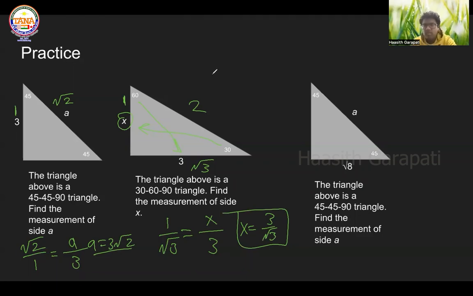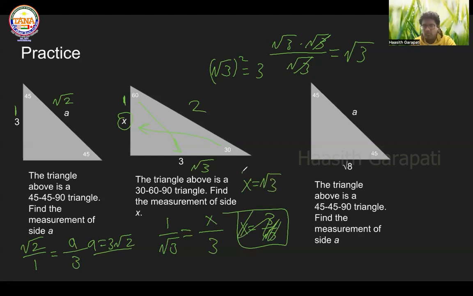Well, if you think about it, root 3 squared is equal to 3, right? Root 3 times root 3. So if we do root 3 times root 3 over root 3, the root 3 on top and the one on the bottom cancel out, and we end up with the value of root 3. So actually, the correct answer is going to be x is equal to root 3.